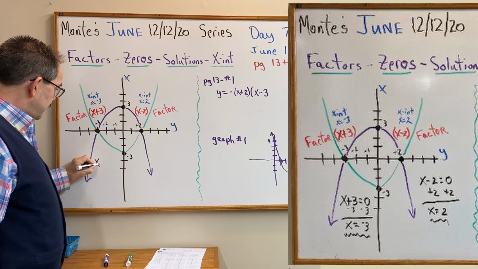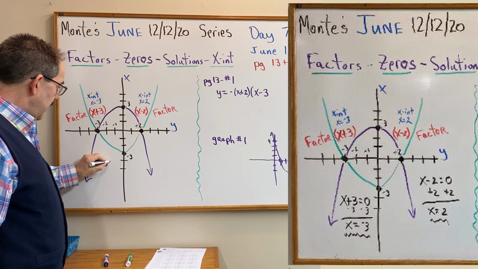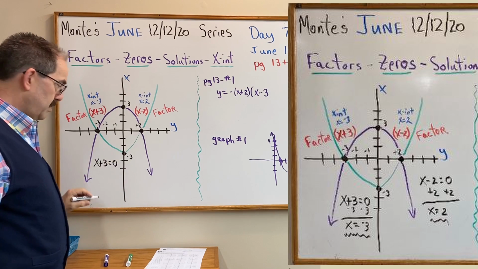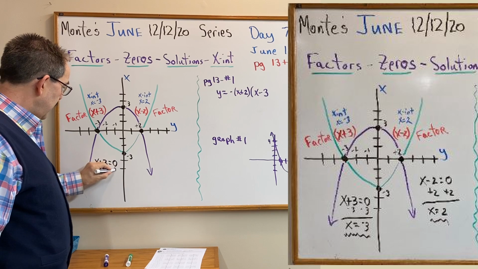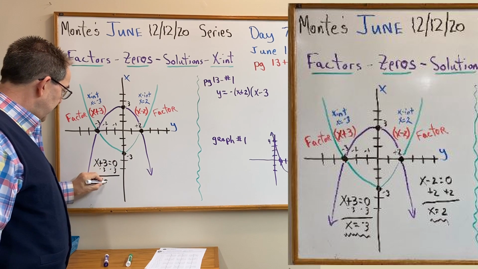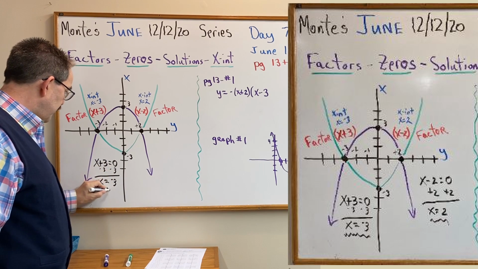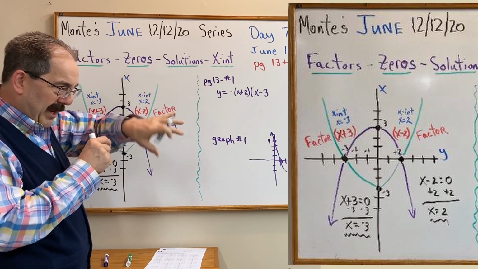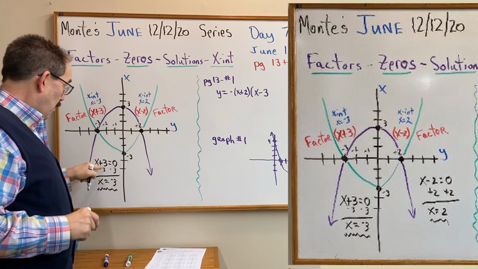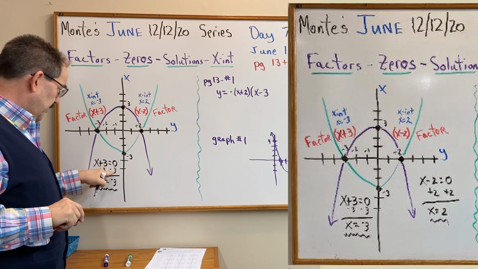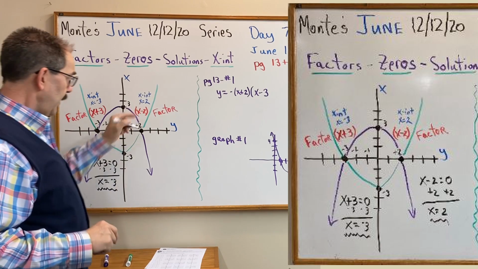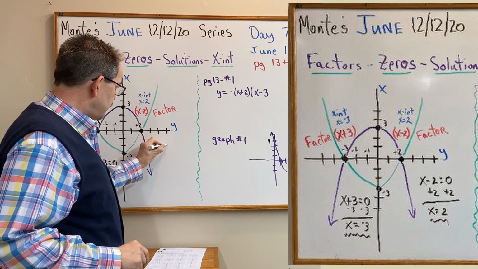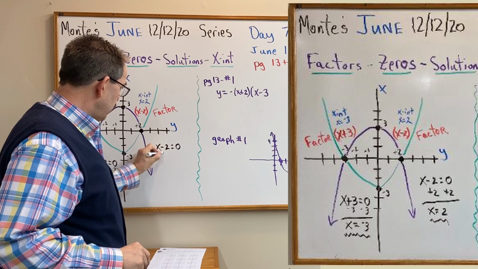If we write x plus 3 equals 0, x is equal to -3. It's the opposite. Remember last year when we talked about writing it the opposite way? What makes x plus 3 0? -3. What makes x minus 2 0?